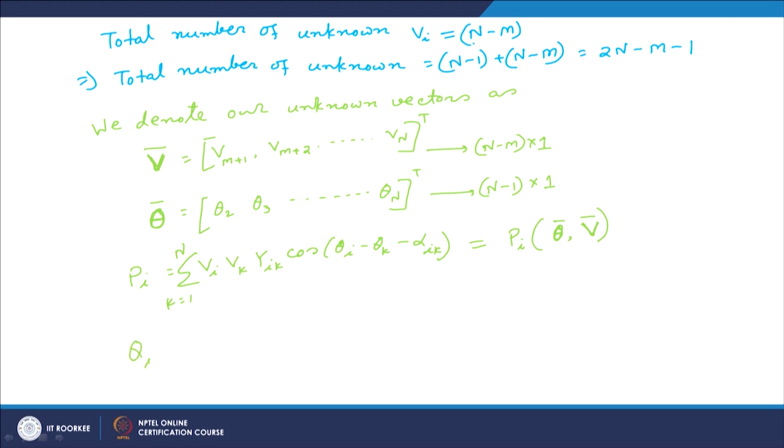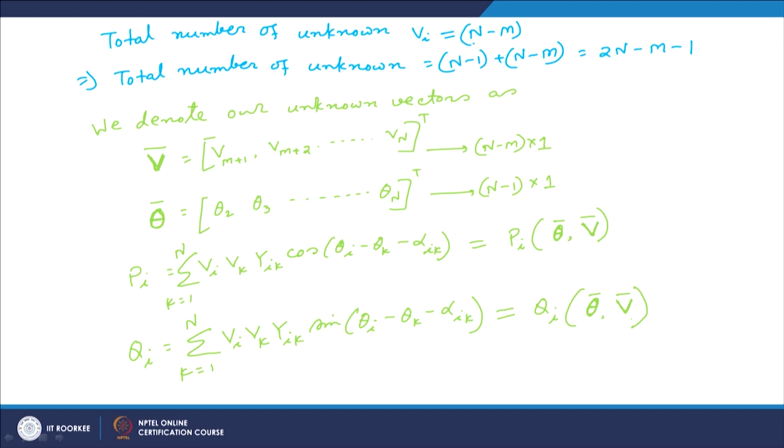Similarly, we can write that Q i, which is the sum over k equal to 1 to n of V i V k Y i k sin of theta i minus theta k minus alpha i k, is also a function of the unknown vectors theta and V. So each of these quantities is a function of the unknown vectors.